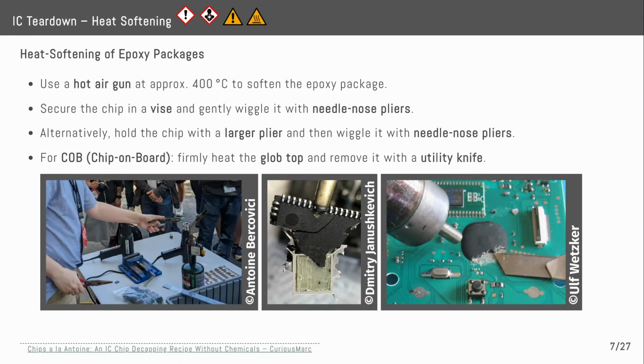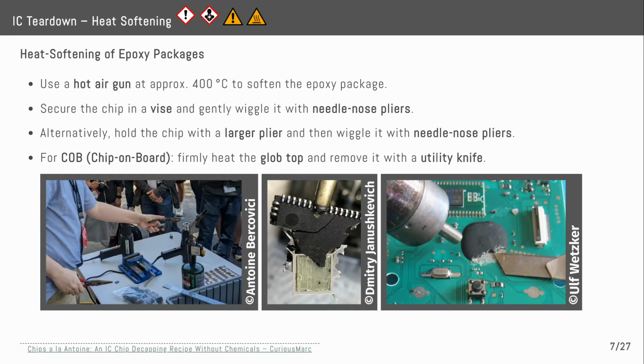The next method, which is also quite common and often used, is softening the epoxy compound. This can be done with hot air. So you just heat it up. You can put your IC inside a vise and heat it with a heat gun, and then open it with needle nose pliers, which Silicon Insider is commonly doing, because he's a real pro at this. He opened more than 8,000 ICs, mostly using this method.